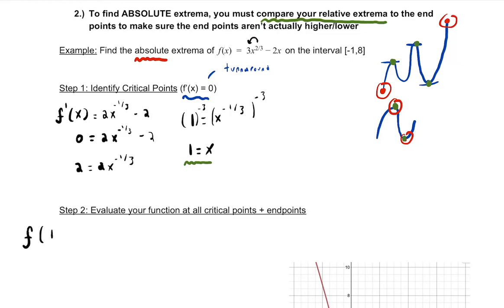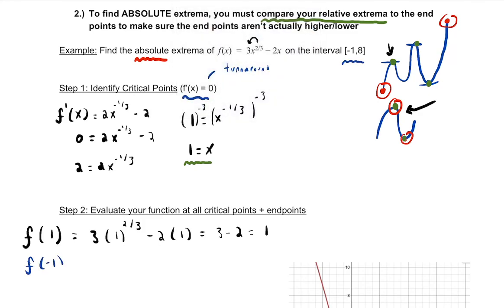We need to plug in 1. So we need to find f of 1. So we plug in 1. We'd have 3 times 1 to the 2/3 minus 2 times 1. That's just 3 minus 2. That equals 1. But like I said, maybe this is the actual min or max, or maybe it is just a relative and the function is actually higher at the endpoints. So what we also need to do, we need to plug in the endpoints from this interval. We need to plug in f of negative 1, and we need to plug in f of 8.